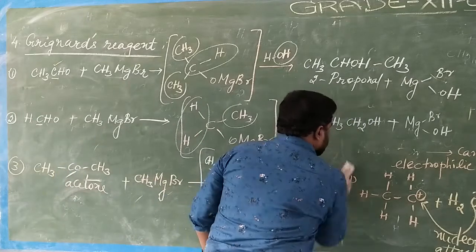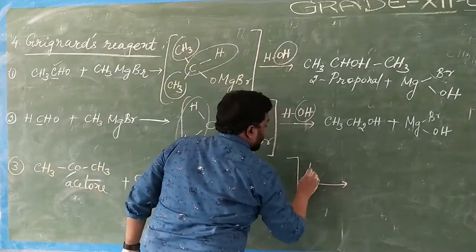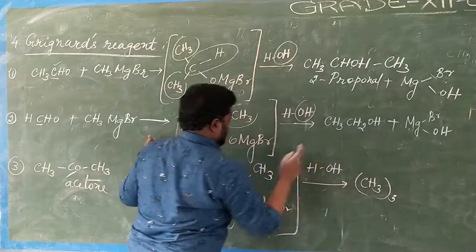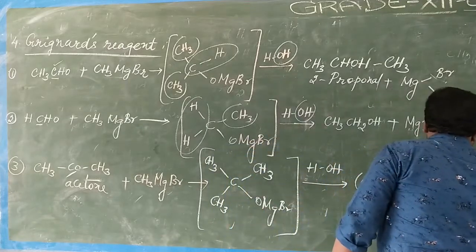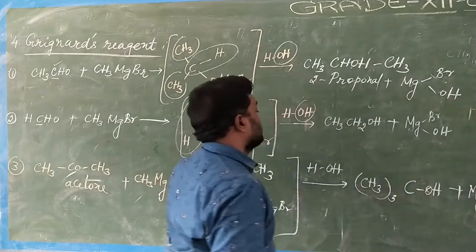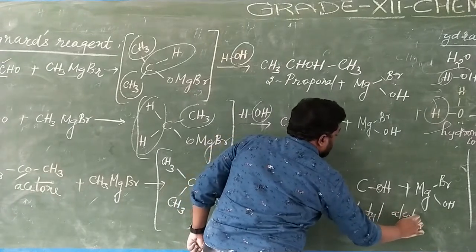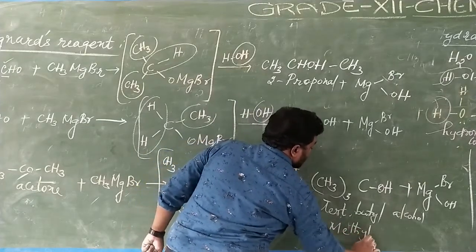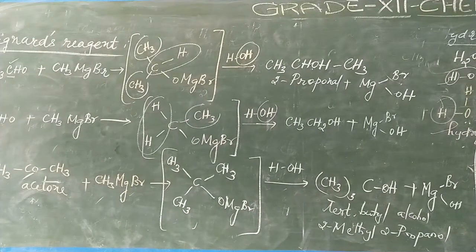This on further hydrolysis with water, H and OH, you will be getting CH3 thrice, then to that C this OH will be getting attached, plus Mg, this Br, then this O and H will be getting attached. So this is called what? Tertiary butyl alcohol, the common name. The structure for the IUPAC name we got earlier: 2-methyl-2-propanol. 2-methyl-2-propanol. So this is about the preparation of aliphatic alcohols.